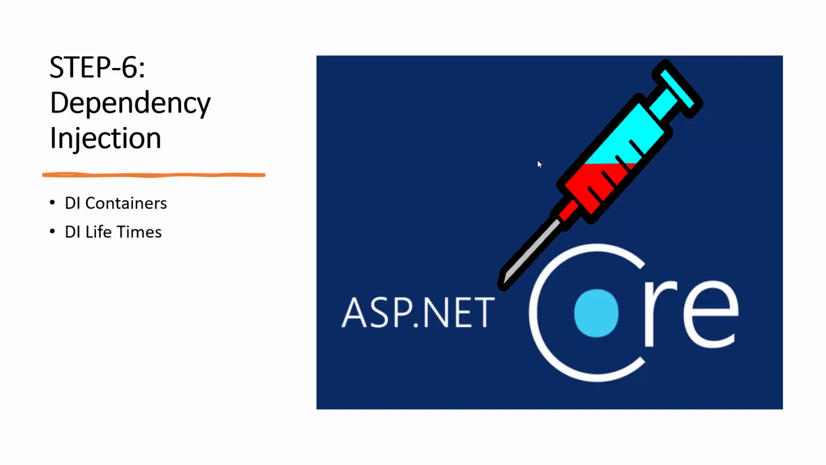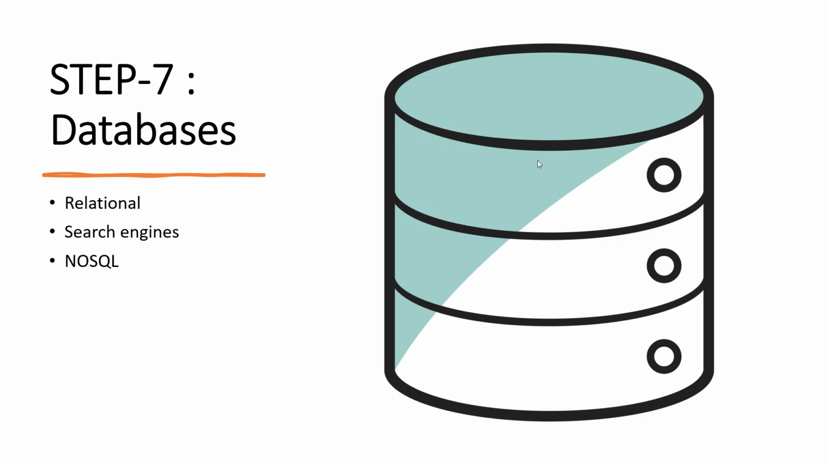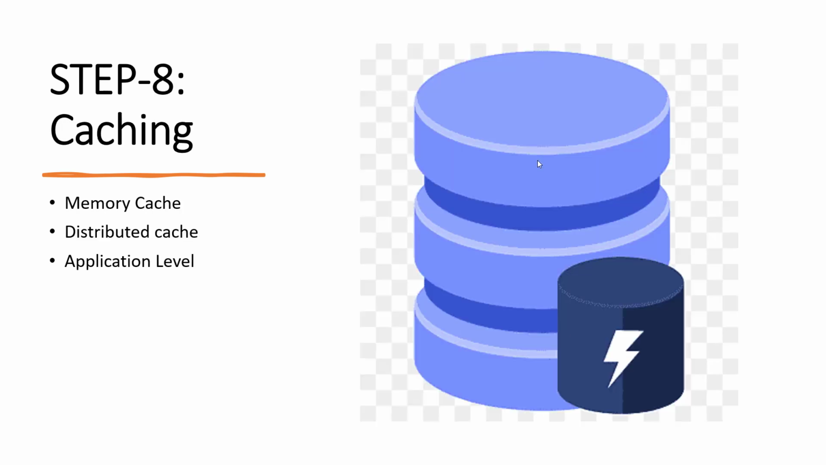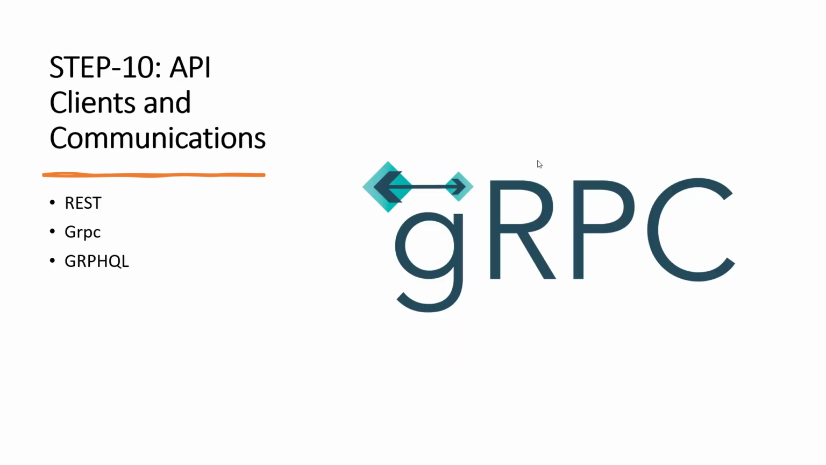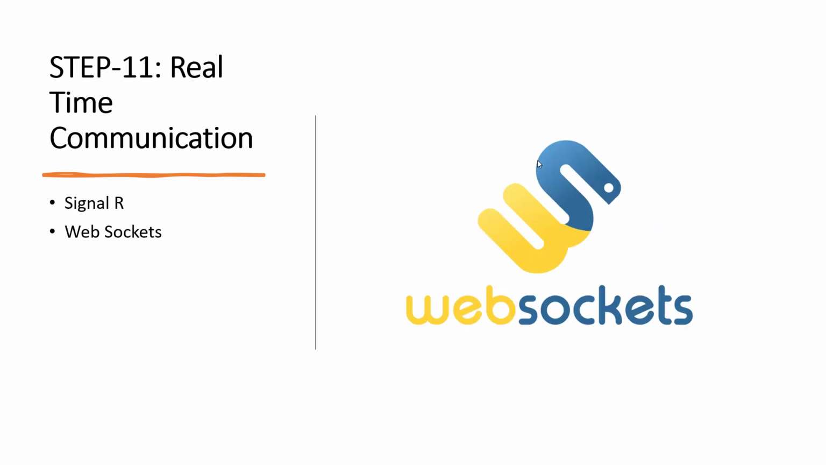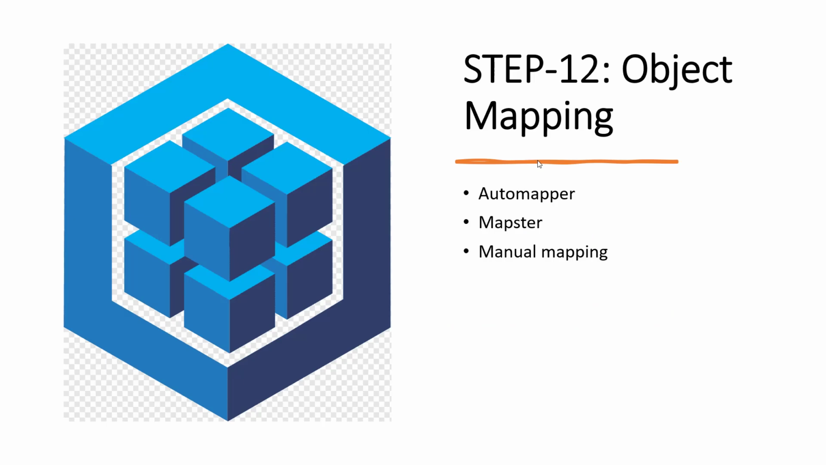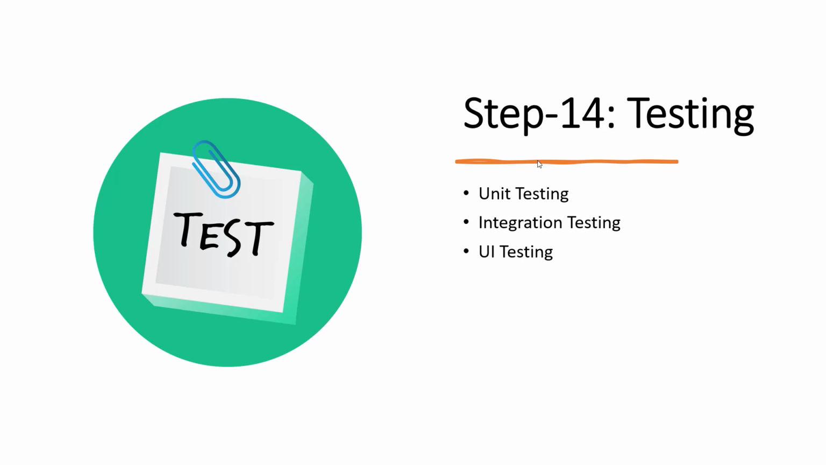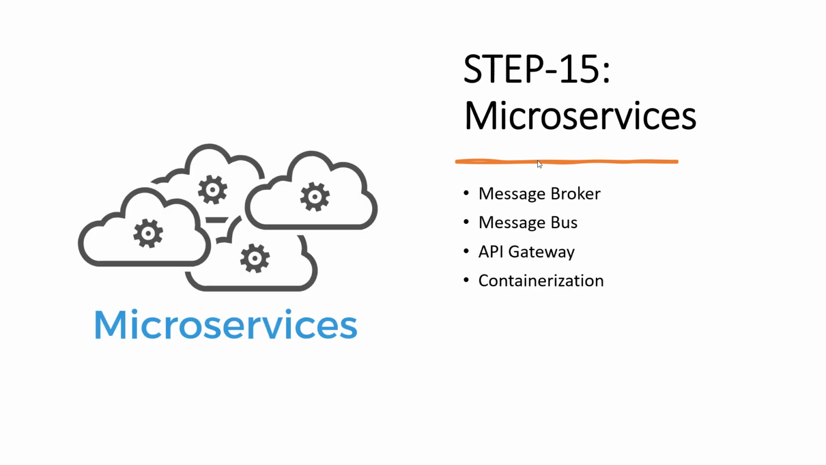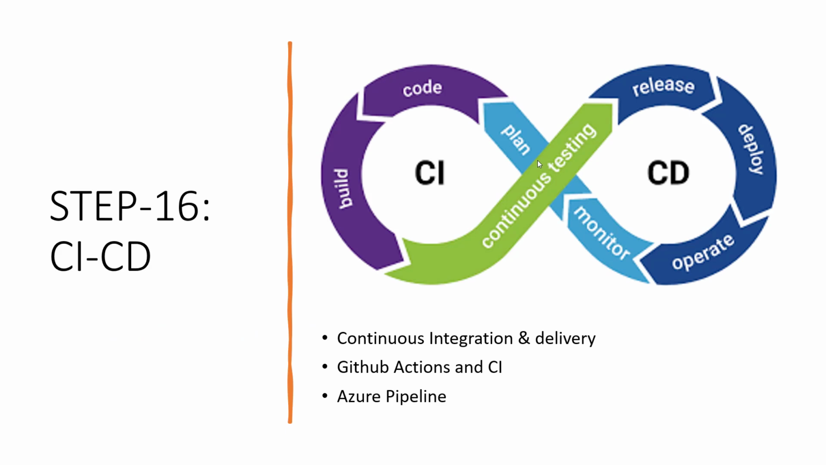Entity Framework Core and Dapper, dependency injection, DI containers and DI lifetimes, databases like relational, search engines, NoSQL, caching, memory cache, distributed cache, and application-level logging frameworks like Serilog, NLog, API clients and communication, REST API, REST, gRPC, and GraphQL, real-time communication, SignalR, WebSockets, object mapping like AutoMapper, Mapster, and manual mapping, and background task schedulers like Hangfire and native background services, testing, unit testing, integration testing, and UI testing, microservices-based projects like message broker, message bus, API gateway, and containerization, and CI/CD pipelines like continuous integration and delivery, GitHub Actions and CI, Azure Pipelines.